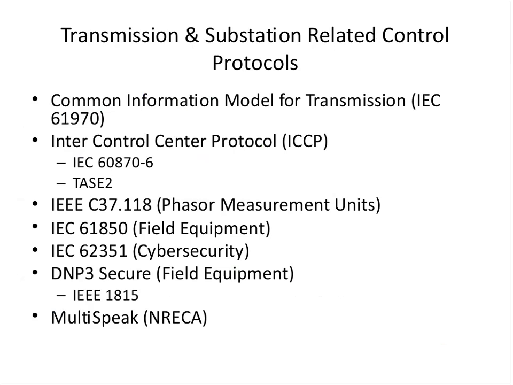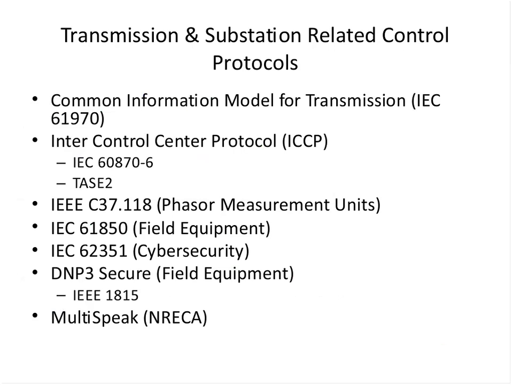Another one that I was talking about was the Inter-Control Center Protocol. So if you have two control centers that manage the bulk transmission system, you can have a protocol between them that talk, and that's the ICCP. And TASE.2 has some of the additional security controls in the new version. That's what's called TASE.2. It's an IEC standard, 60870-6.